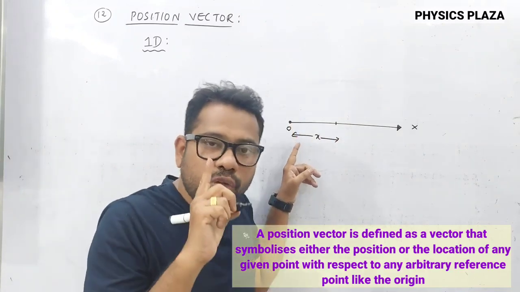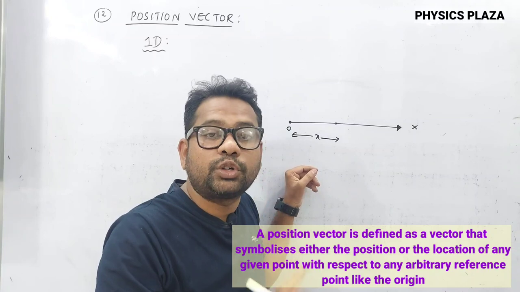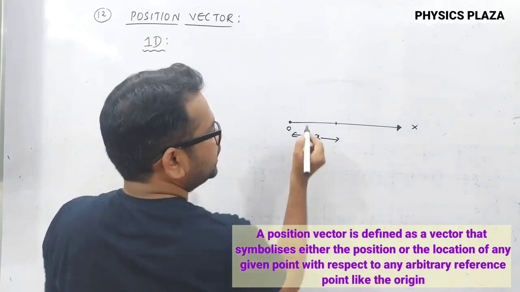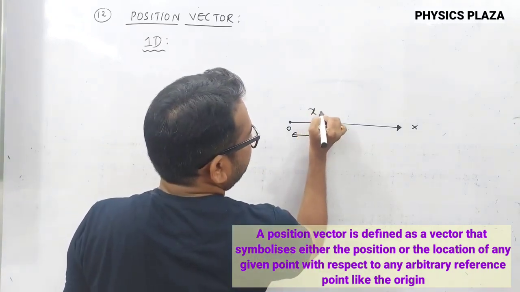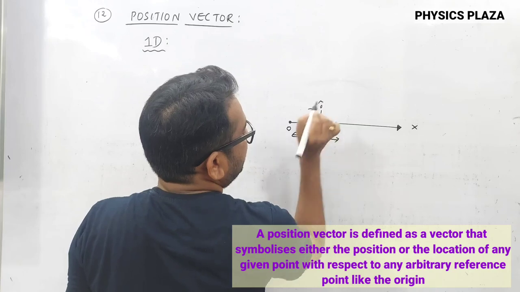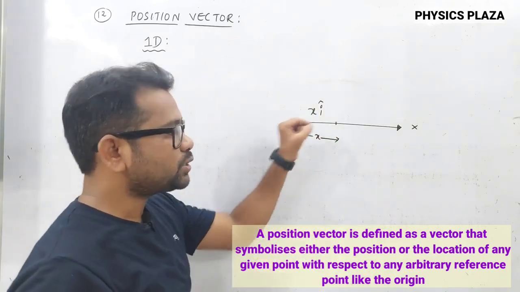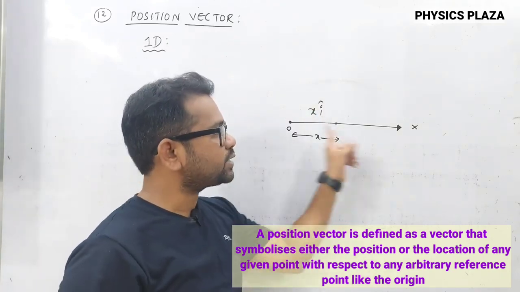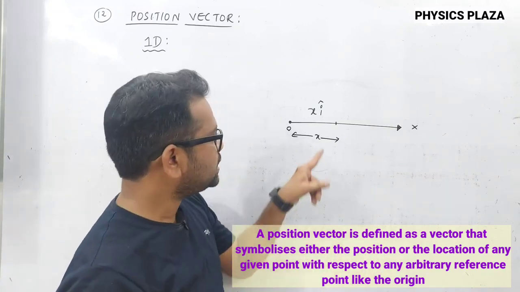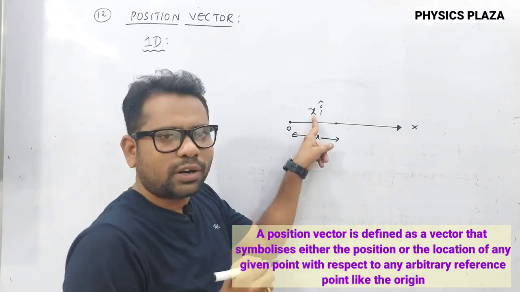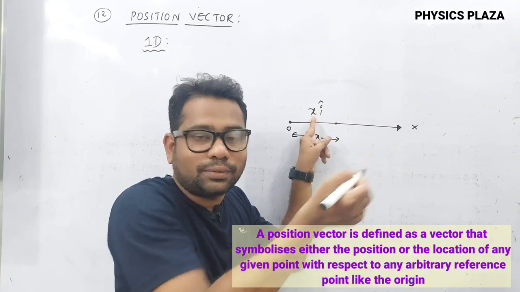So a position vector can always be written with respect to the origin only. Here I can write its position vector is x i cap. It is understood that i cap means along the x-axis. Children, by seeing this x, you may think, sir, x is already there, which means x-axis, right? No, it's not that.